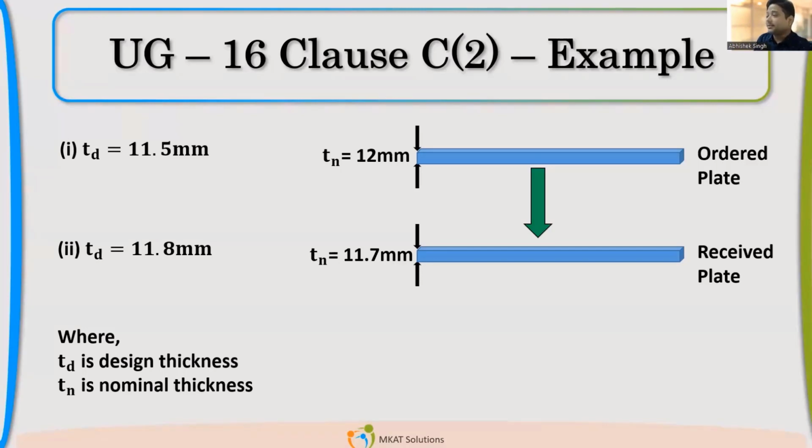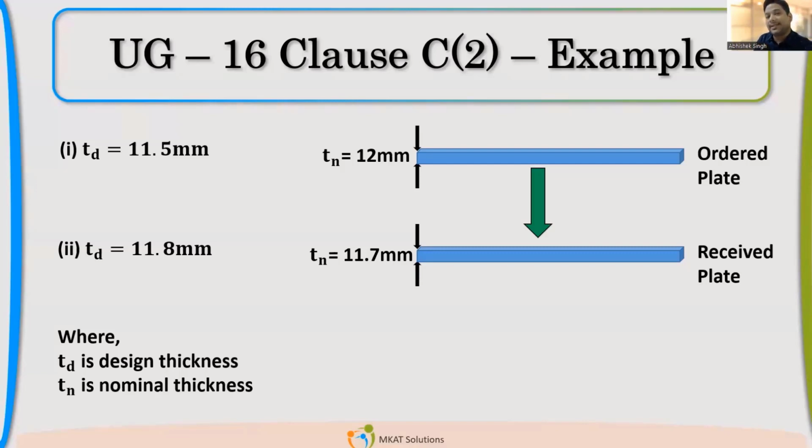Is it making sense, guys? Say yes if it is making sense. We don't have to remember 6% of the nominal thickness, because if my thickness is higher than 6, it is always going to be more than 0.3. So the governing criterion will be 0.3. So you don't have to remember the next part.